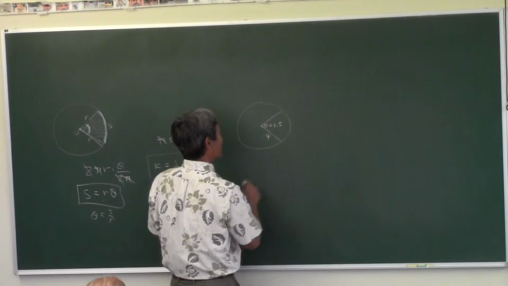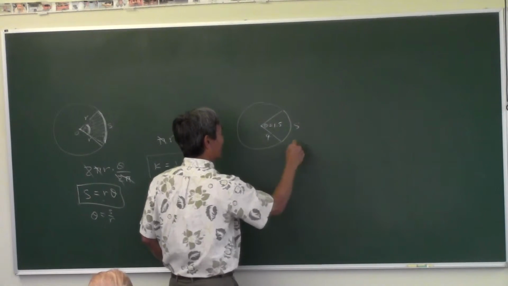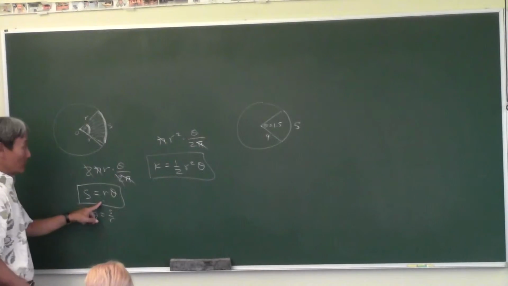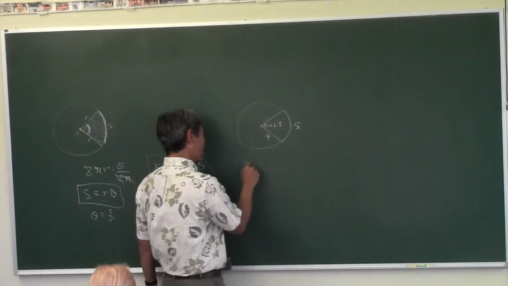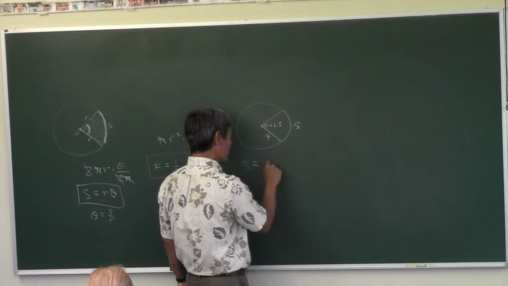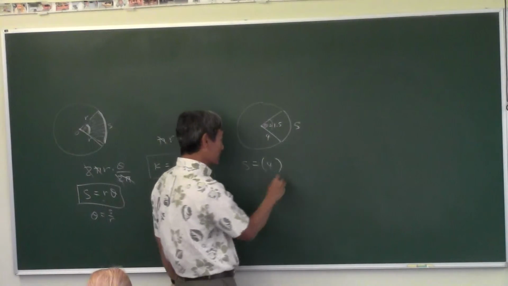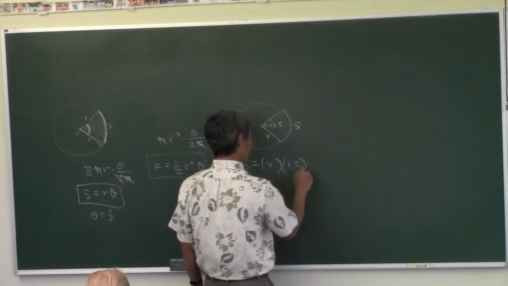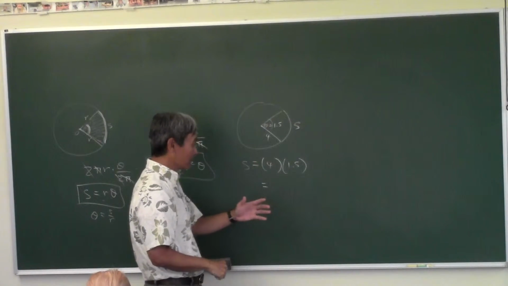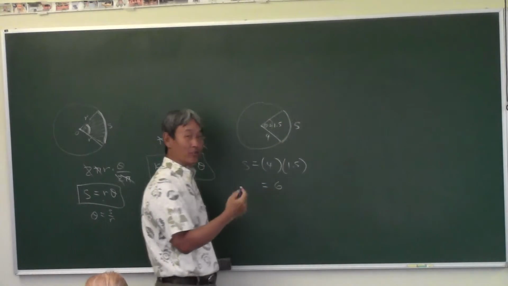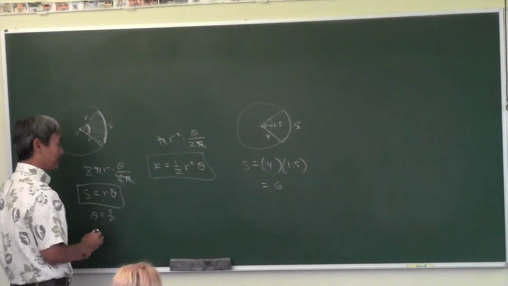Just compute the arc length right here. How do I compute this arc length? Well, you simply use this formula. The arc length is equal to the radius, which is 4, times the measurement of the angle measured in radians, which is 1.5. So your answer is going to be 6. So the arc length here is 6 units, whatever the units are.